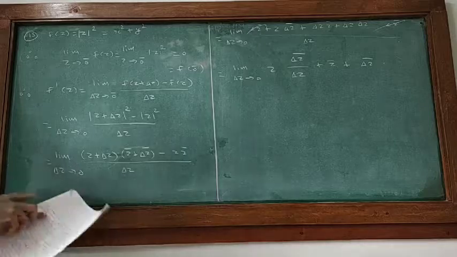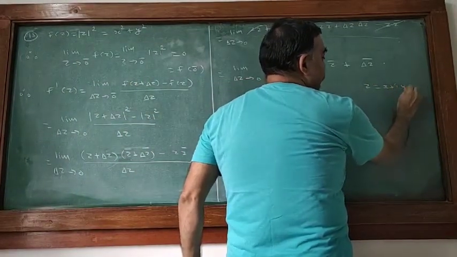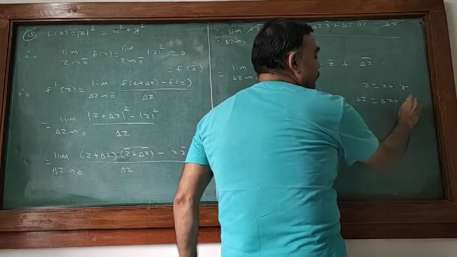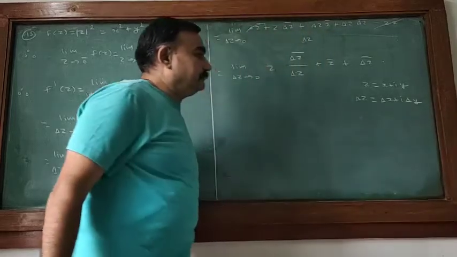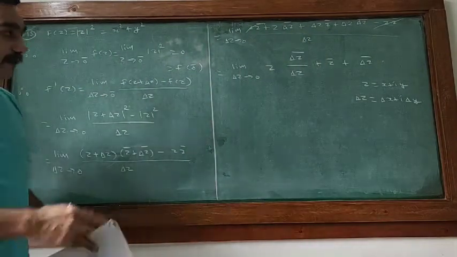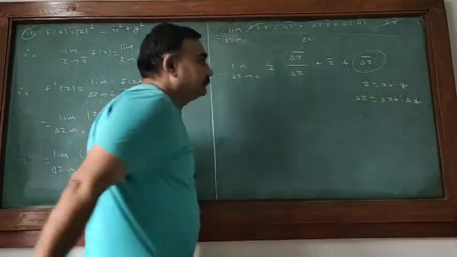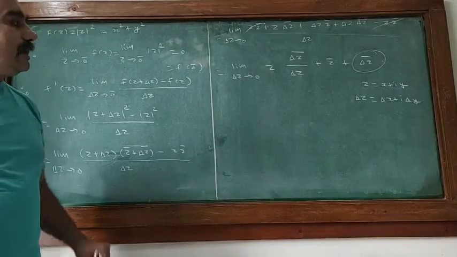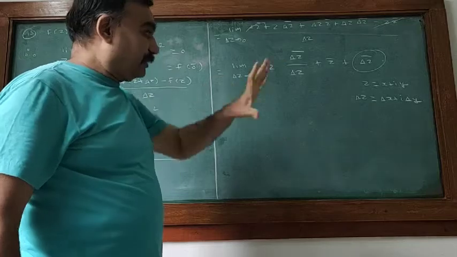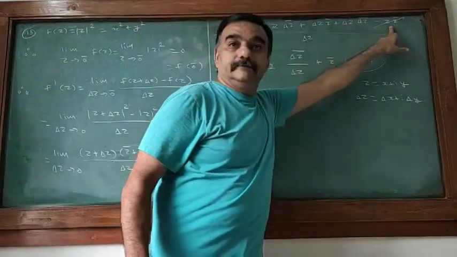Now what is z? z is x plus iy. What is delta z? Delta x plus i delta y. Now delta z tends to 0, means this value tends to 0. And what about these terms? I think you understand how we find it. In z, both these terms are cancelled.